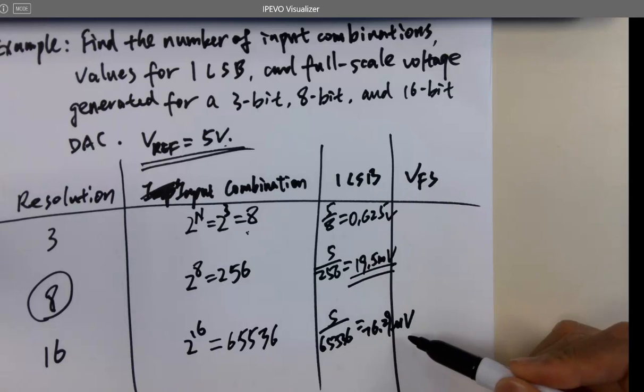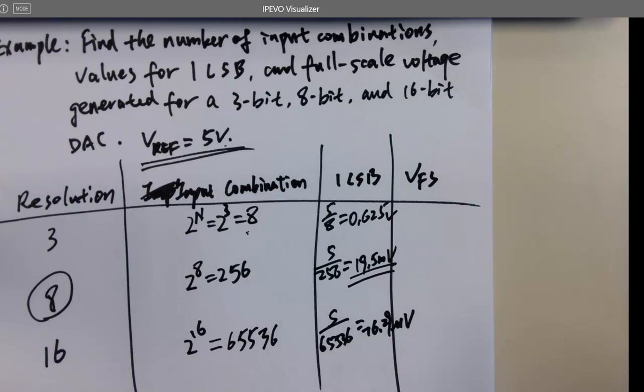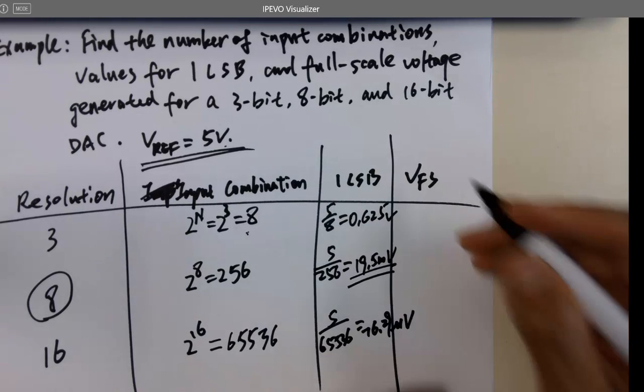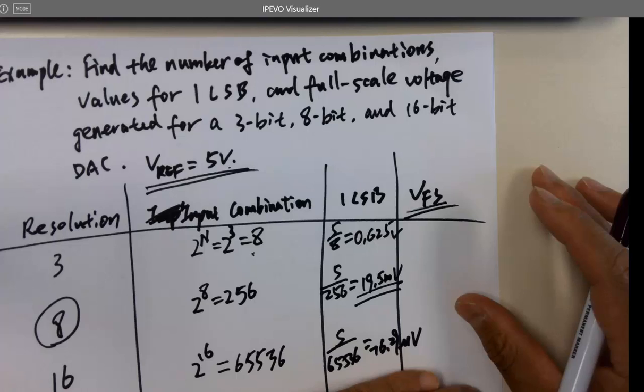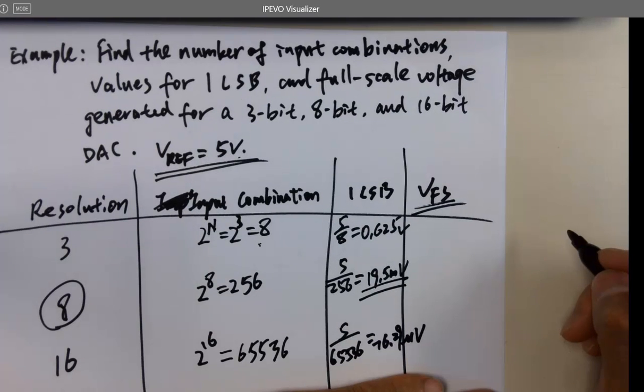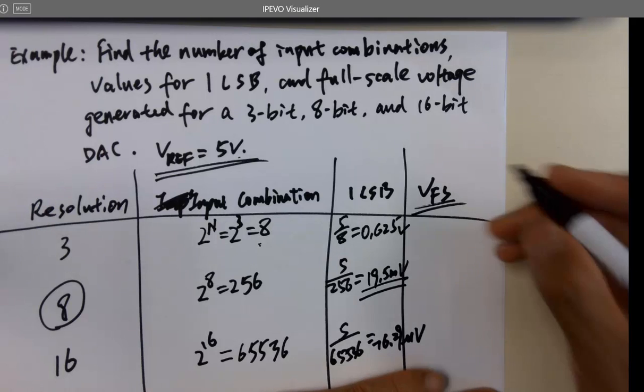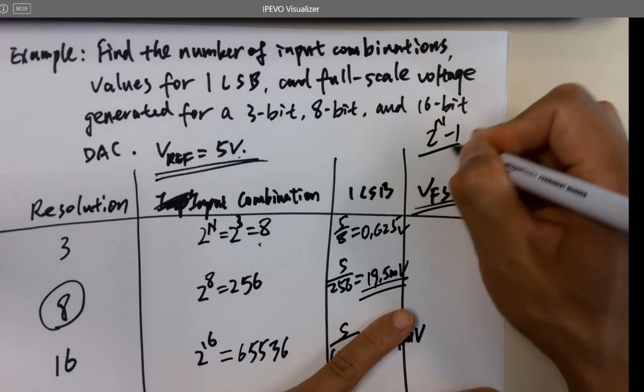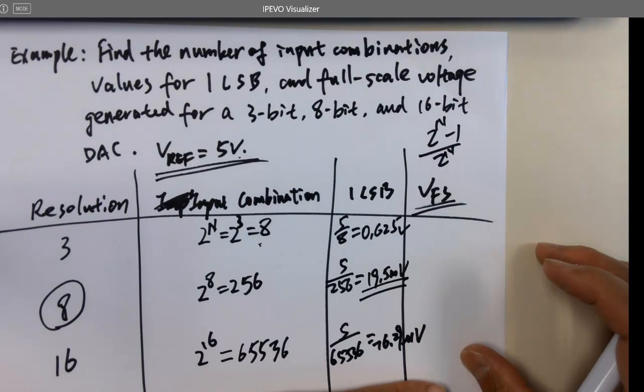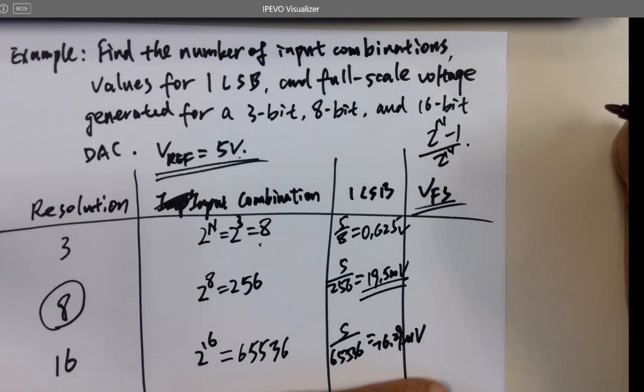So 76 point something microvolts is already very small. Keep in mind, it's way smaller than one millivolt. So a lot of times you have to amplify it in order to visualize it. Okay. So what are the full scale voltages for these resolutions? You remember the equation for that? Full scale, 2 to the n minus 1, times V reference. Yeah, times VREF.